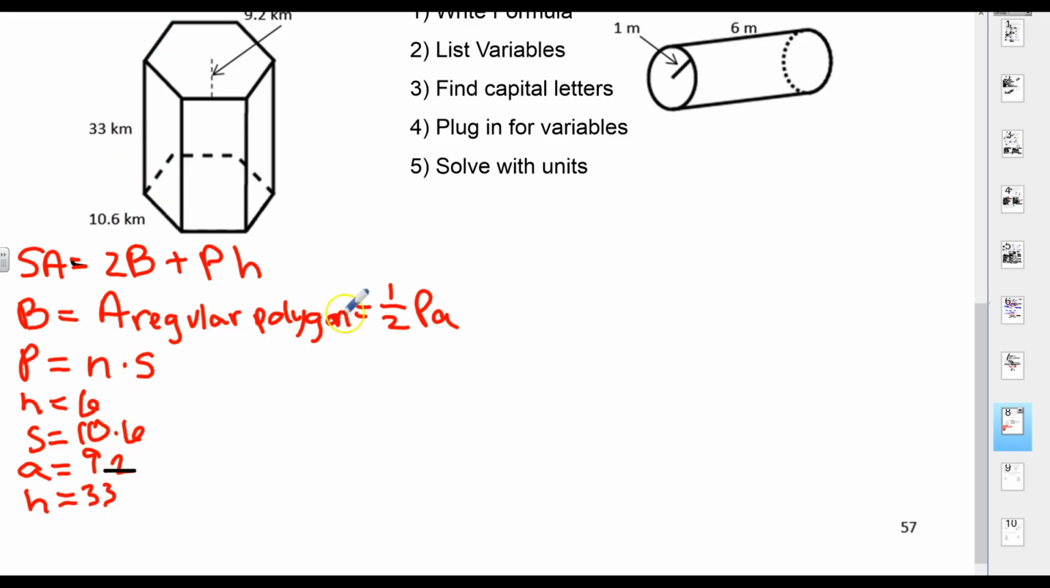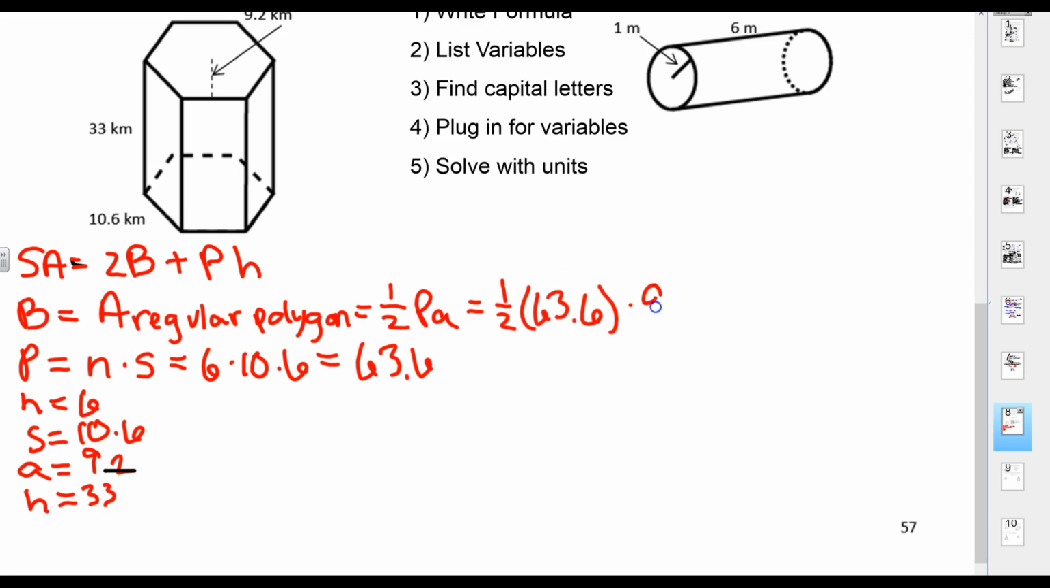Well, let's now go back up the ladder and fill things in. Well, perimeter is number of sides times side length. That'd be 6 times 10.6. Well, 6 times 10.6 gets me 63.6, which you can find in your calculator or by hand. And then my area of a polygon, 1/2 perimeter times apothem, that's 1/2. My perimeter is 63.6, and my apothem ends up being 9.2. And when I plug that in, I get 292.56.